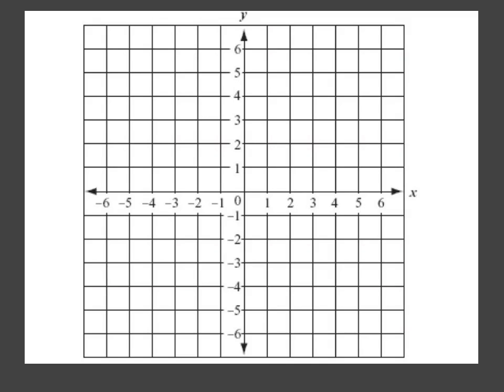So if I have a coordinate plane with my x and y axes, and there's a line on this coordinate plane, I want to know what are solutions. Well, solutions are any point on this line. So this is a solution. This is a solution. So is this. So is this. So is this. Any point directly on top of the line is a solution.